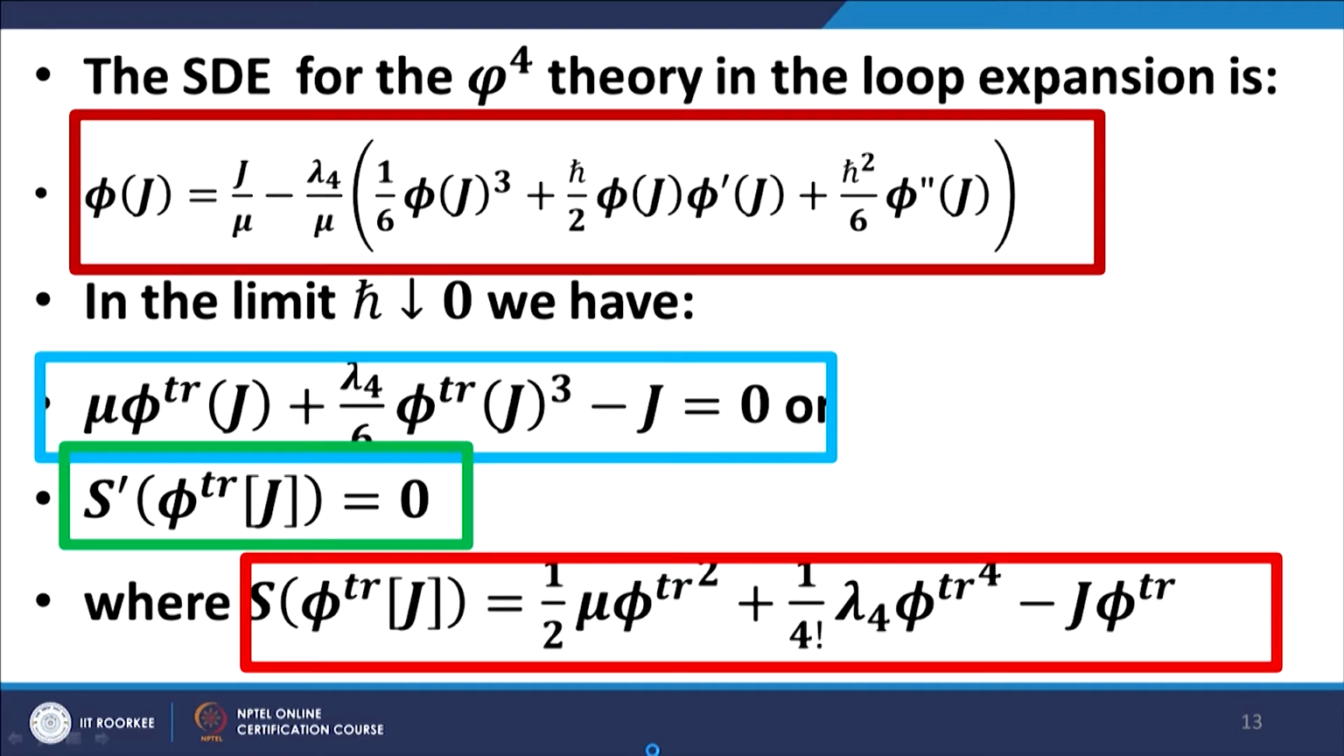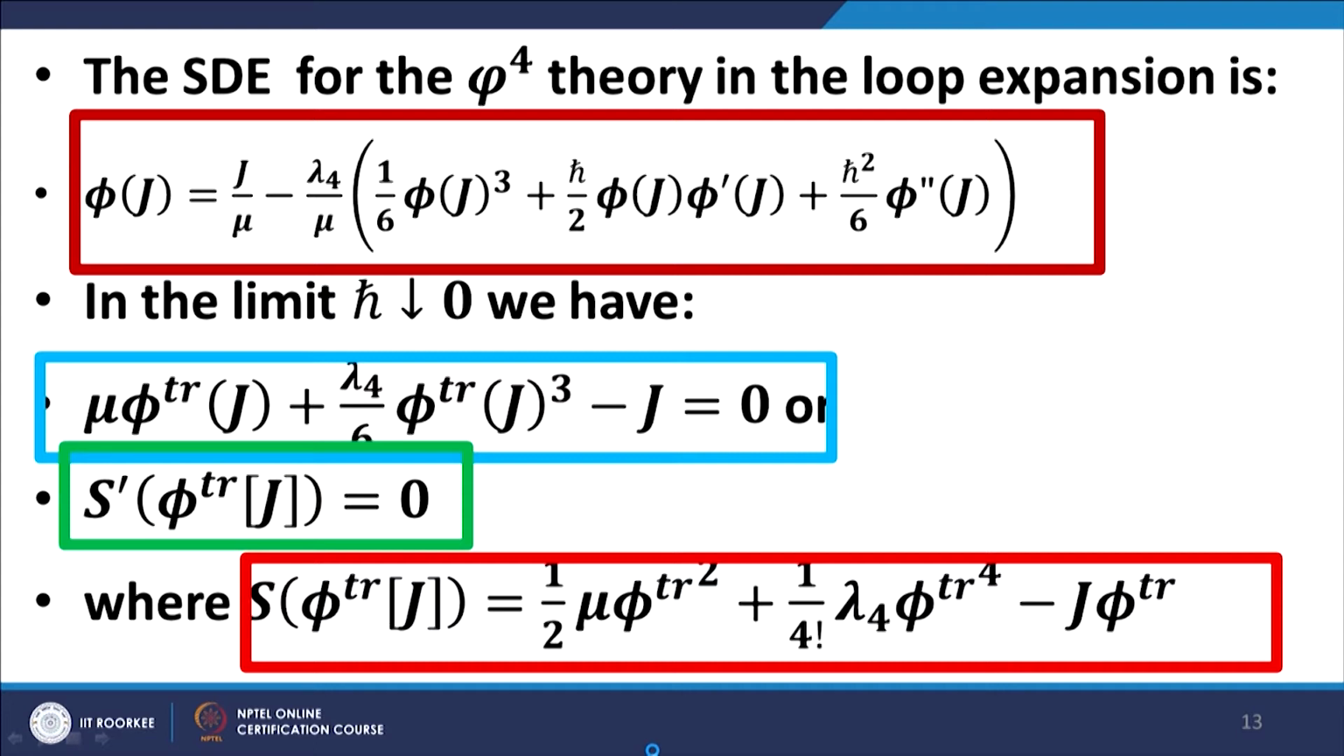Now, we move to the limiting or the classical behavior of the phi 4 field. So, we start with the phi 4 field in the loop expansion. We introduce the concept of loops by incorporating the parameter h bar into the Schwinger-Dyson equation. Powers of h bar correspond to the number of loops in the Feynman diagrams. So, the equation in the red box has two expressions with the h bar in it, one corresponding to the one loop component of the Schwinger-Dyson equation, and the second corresponding to the two loop component of the Schwinger-Dyson equation.